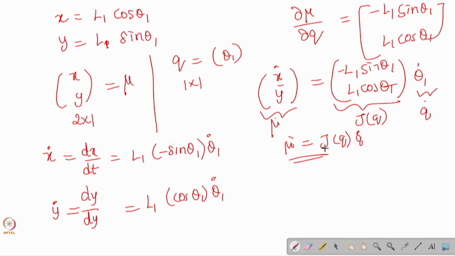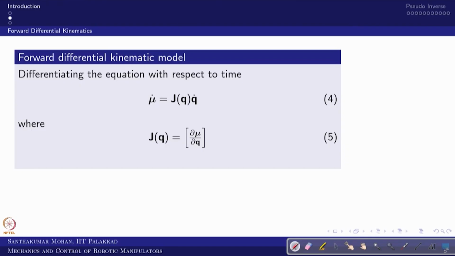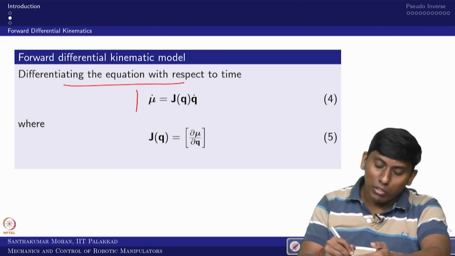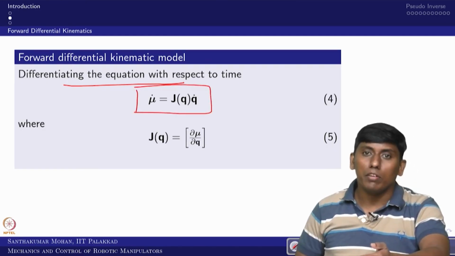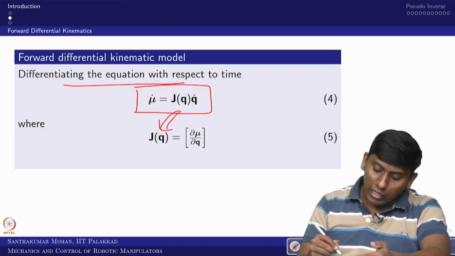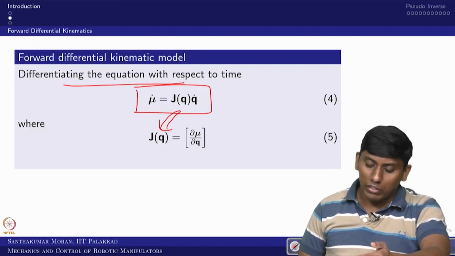Now you can see this is a partial differentiation of mu with respect to q, and this you can write as mu dot divided by q dot. So the same thing we are writing in the other form. Differentiating the equation with respect to time, you can see we have obtained mu dot as J of q into q dot, where this J of q is a matrix of partial derivatives.